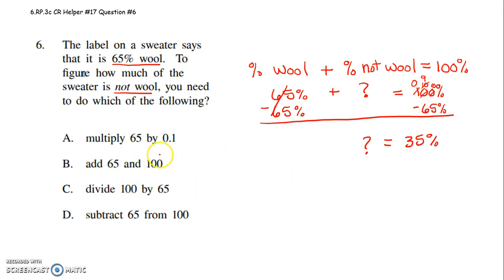35%. But the real question is, what did I do to get to that 35%? I took 100% and subtracted off 65%. Subtract 65 from 100. Probably should have read what they wanted me to do before I did the problem. But that's how you figure it out. You take the percent that's wool, add the percent that's not wool, you better get 100%. Take 100, subtract off the 65, and you're down to 35% that's not wool.